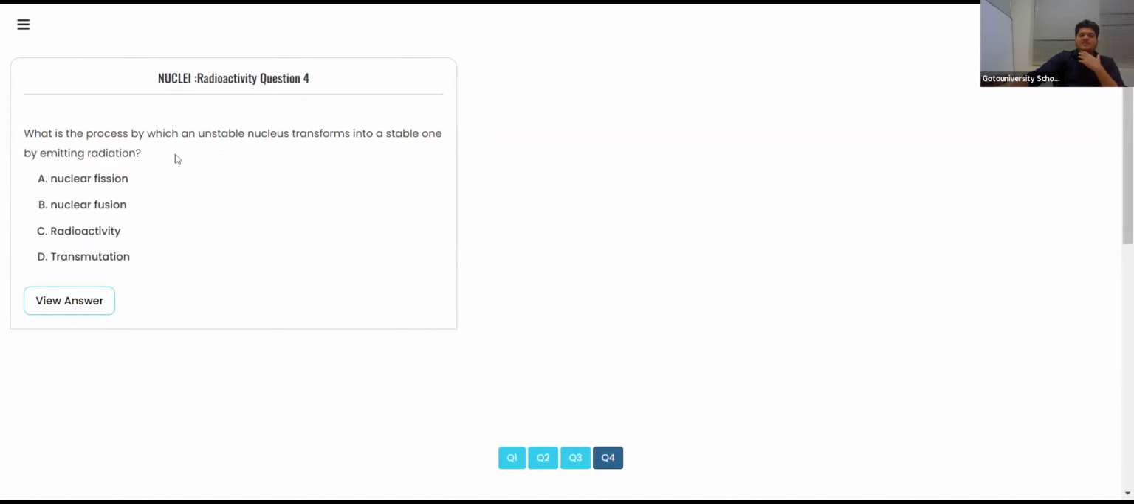What is the process in which an unstable nucleus transforms into a stable one by emitting radiation? Unstable to stable, which will be the process? Yes, that process is radioactivity.